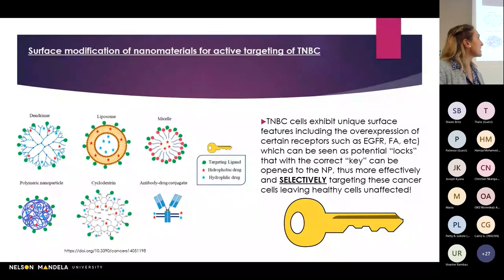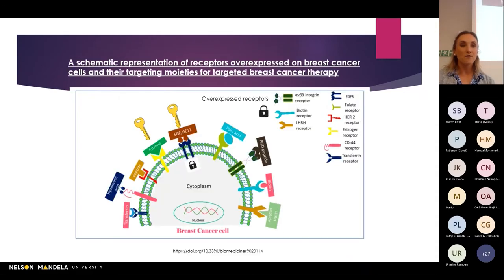So triple negative breast cancer cells exhibit unique surface characteristics, including the overexpression of epidermal growth factor receptor as well as folic acid receptors. But these can be seen as those potential locks that with the correct and associated key can be used to actively direct and selectively seek out these cancer cells, therefore leaving the surrounding healthy cells unaffected.